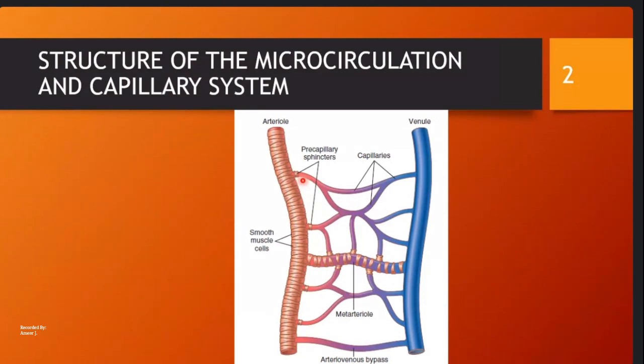Pericapillary sphincters are able to contract or relax and increase or decrease the blood flow to one part of the capillary system. For example, if this capillary sphincter is contracted, then it prevents the blood flow into this part. But this other sphincter is working independently, and this is very important in regulation of blood flow to the different parts of the capillaries bed.